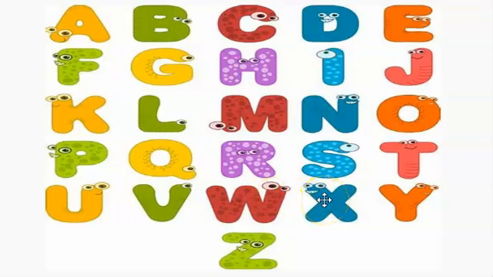X. X is for xylophone. A xylophone is a musical instrument. X is for X-ray. Y. Y is for yo-yo. Y is for the color yellow. Z. Z is for zipper, and Z is also for zebra.